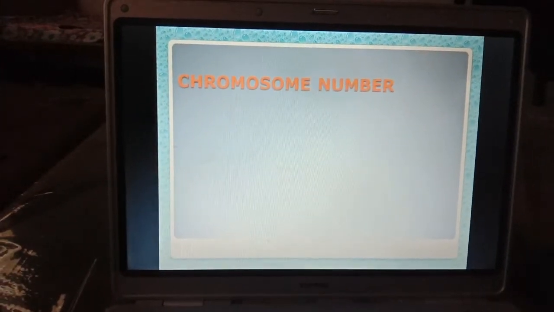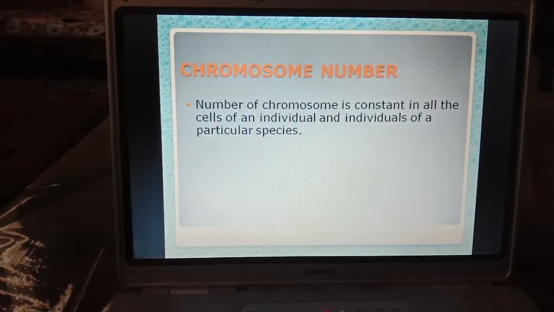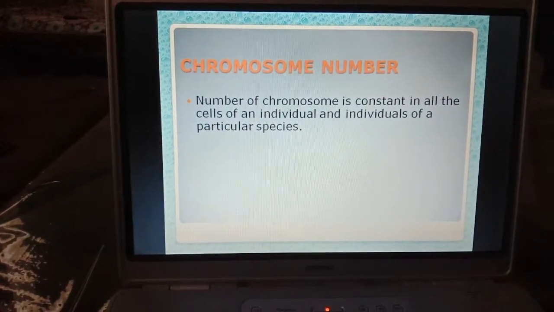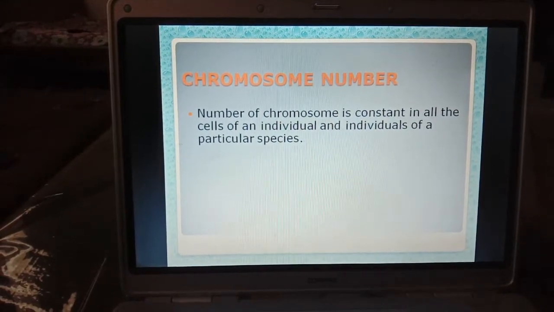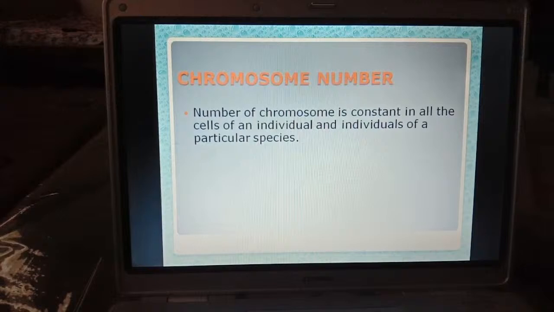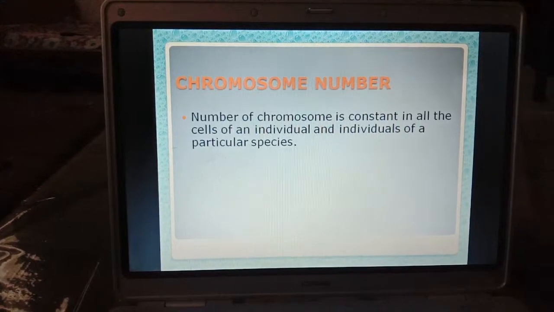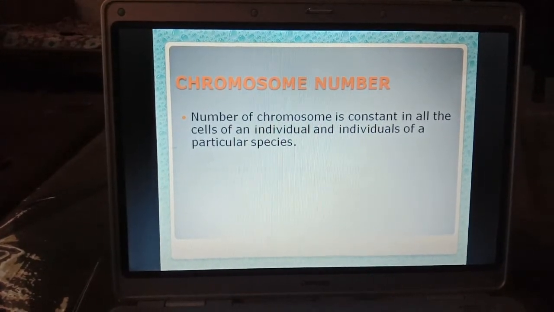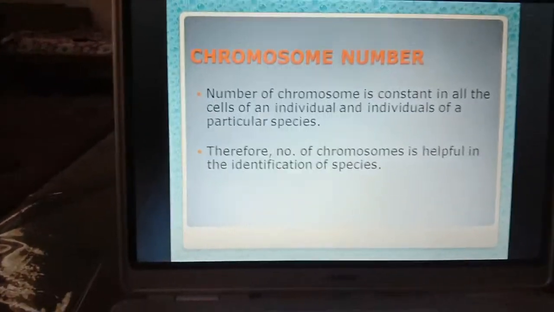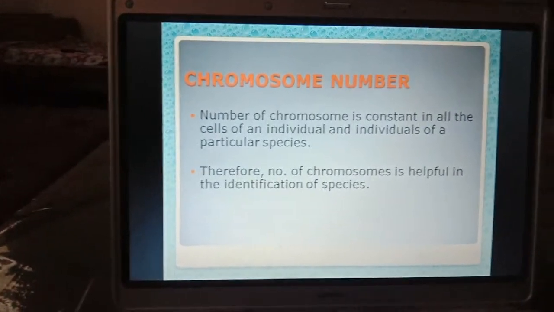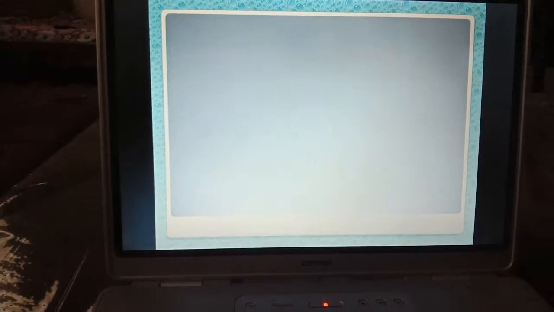Next is chromosome number. Number of chromosomes is constant in all the cells of an individual and individuals of a particular species. Means all the individuals belonging to one species will have the same chromosomal number, whereas organisms belonging to different species will have different chromosome numbers. Therefore, number of chromosomes is helpful in identification of species. Let us see some examples of number of chromosomes in plants and animals.